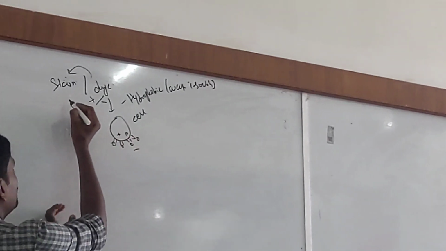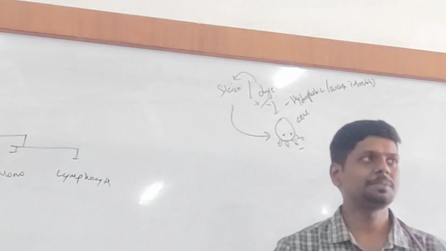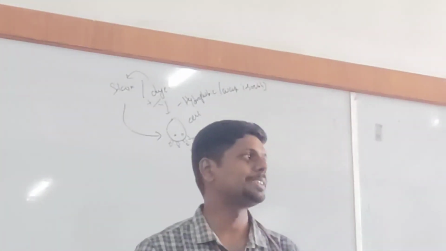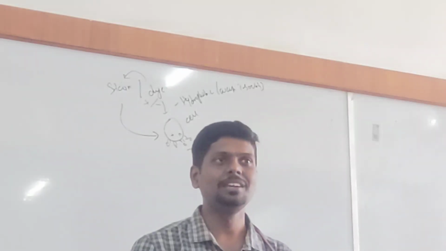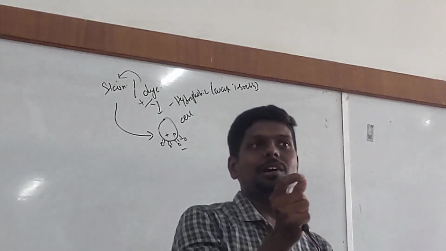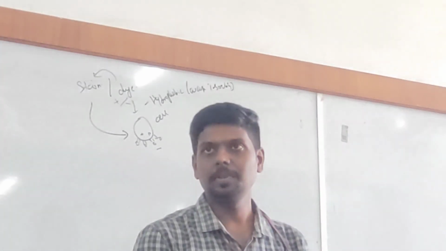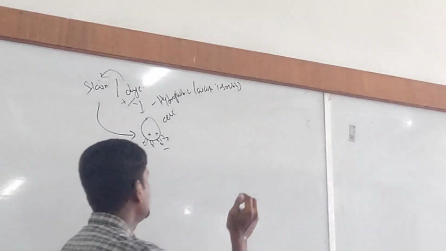And stain will be used for colorizing cells. Now you understood, right? What is a stain? A stain is a dye that has a charge which has the capability of colorizing cells. Cells can be two types. Now listen.